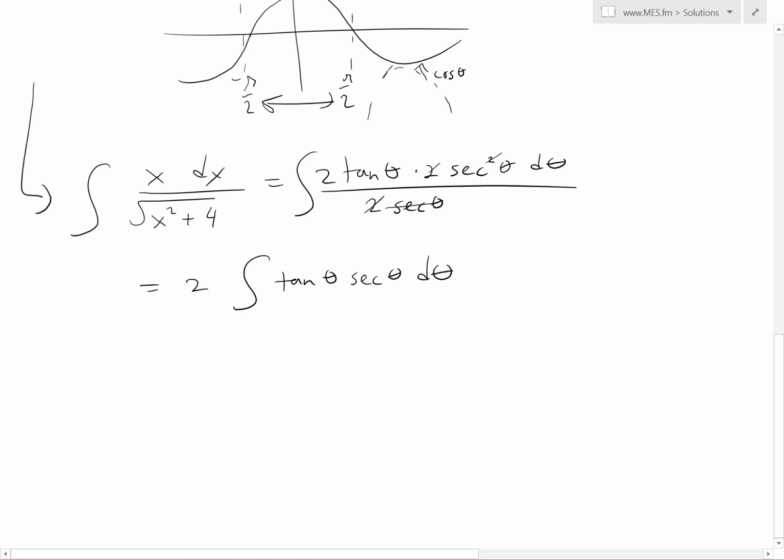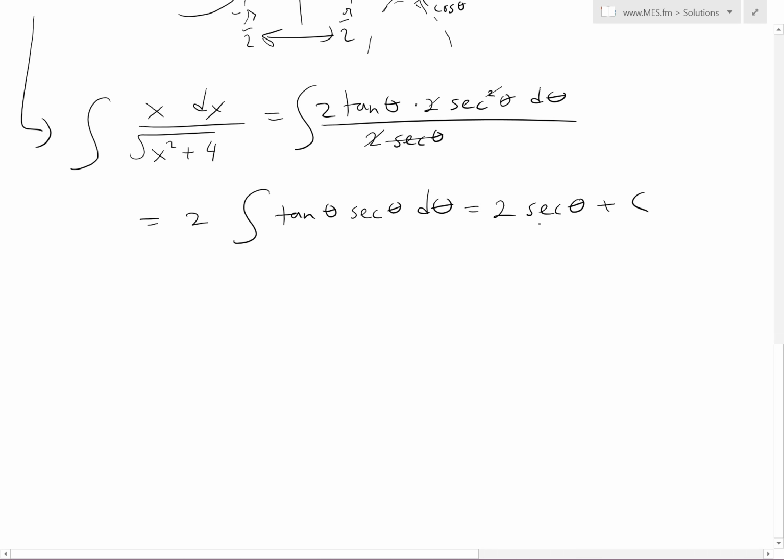And now this, we know the integral of this actually, if you recall from my earlier video, this is the antiderivative of secant. So this just equals 2 times secant theta plus a constant c. You can see the video link below for the proof of this integral right there.